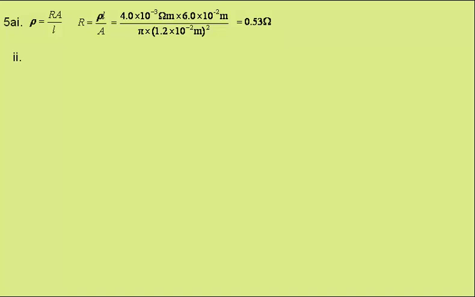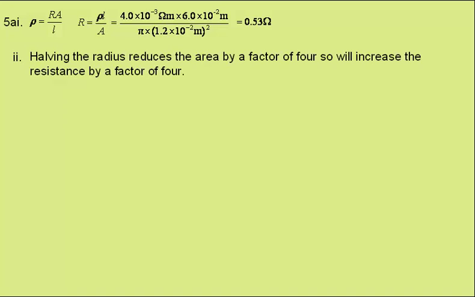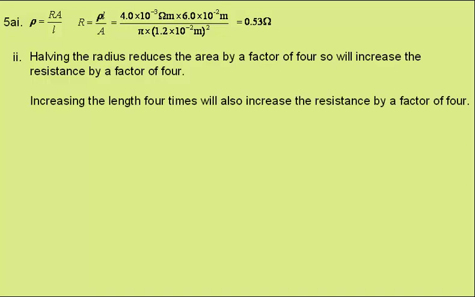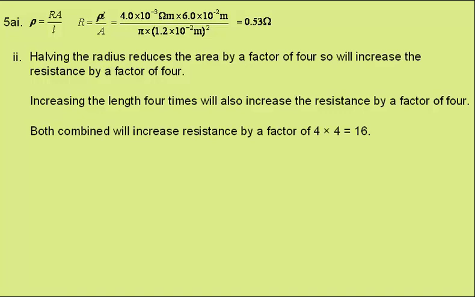In part 2, the cylinder is reshaped to have half the radius and 4 times the length. We need to find how many times greater the resistance will be. Well, halving the radius reduces the area by a factor of 4, so we'll increase the resistance by a factor of 4 in itself. Increasing the length 4 times will also increase the resistance by a factor of 4. Putting these together increases the resistance by a factor of 4 times 4, which is 16 times greater.